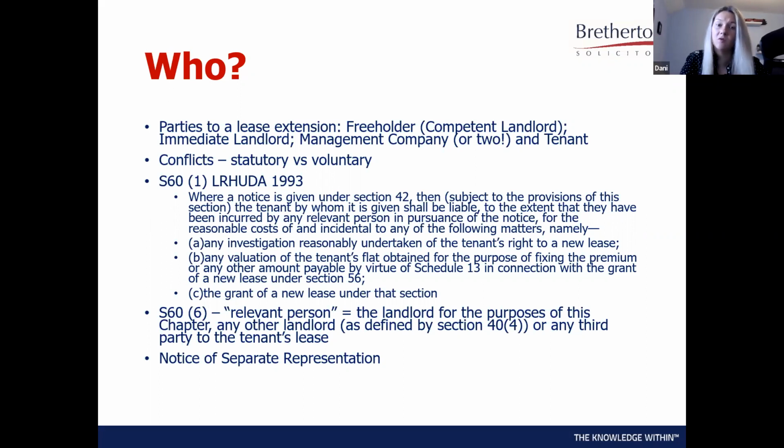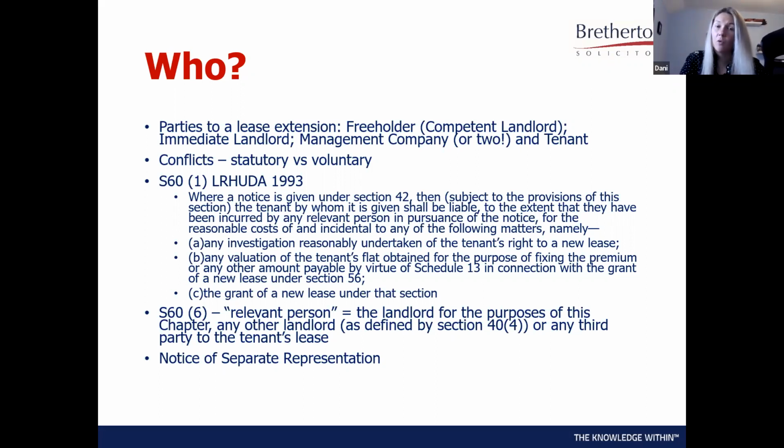That tenant will be responsible under Section 60 of the 93 Act for the reasonable costs incurred by not only the landlord, but also any relevant persons. And Section 66 does state that a relevant person is the landlord, but also any third parties to a lease as well.